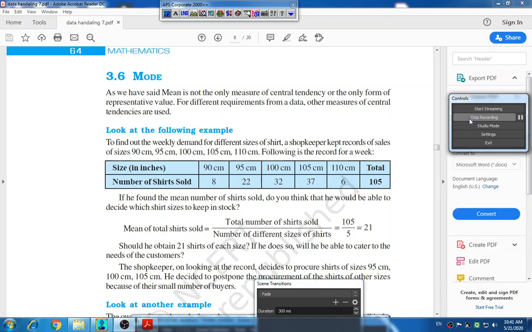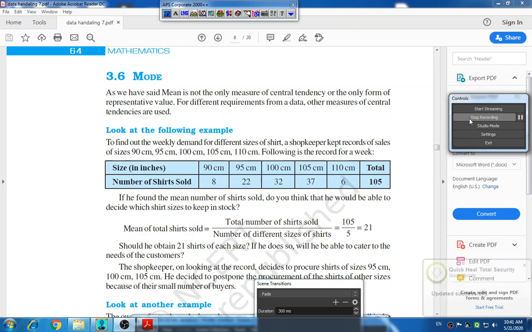Hello, 7th standard student. In the last session, we studied the mean, and in this session we are going to study the mode. As we have said, mean is not the only measure of central tendency or the only form of representative value. For different requirements from a data, other measures of central tendency are used. Now look at the following example.